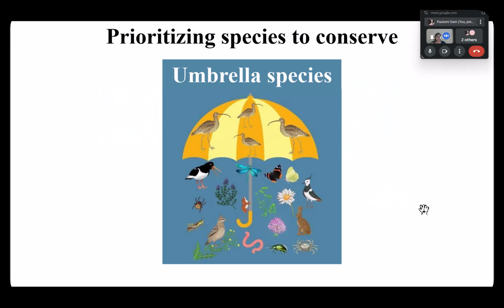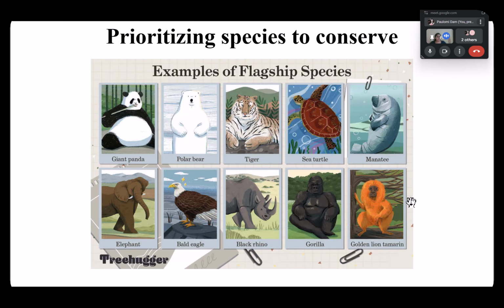You have umbrella species, as the name suggests. If you attempt to conserve these birds here, you will automatically conserve these other animals because they are part of the large home extent or home range that they have. And these are flagship species. You say giant panda, people are very much interested in looking into what a panda does, how a panda eats, how the panda moves. Polar bears are so attractive because they're part of a land which is not really habitable by humans. Tiger, I don't think I need to speak about tiger much. Tiger is everywhere. Tiger is being spoken about in every part of our country.